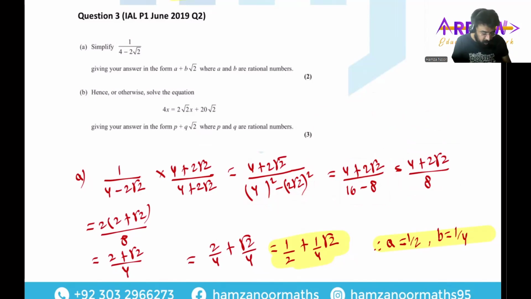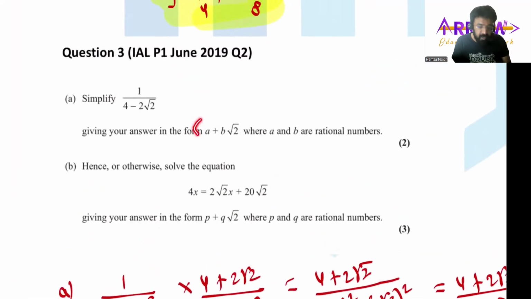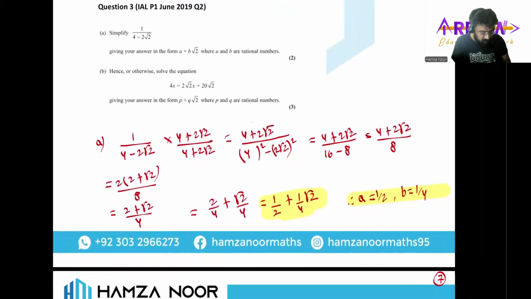So in the numerator, taking 2 as common, we get 2 multiplied by 2 plus root 2, and this is completely divided by 8. So 2 over 8 is basically 1 upon 4. So 2 plus root 2 completely divided by 4. At this point, your answer is not yet complete, because we need to give our answer specifically in the form of a plus b root 2. So that's basically the scenario.